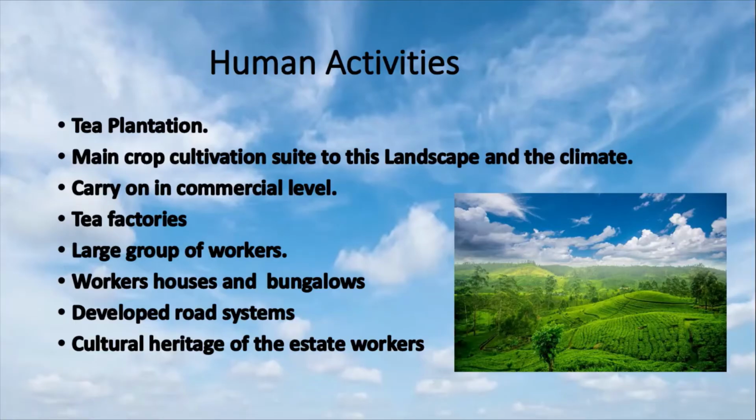Tea cultivation can be described as a significant human activity in the hill region. It is carried out as a commercial cultivation. It is also suitable for the climate of the hills as well as the nature of the land and soil. With the tea plantation, we can identify tea factories, large groups of workers' houses and bungalows, a developed road system, and the cultural heritage of the estate workers.